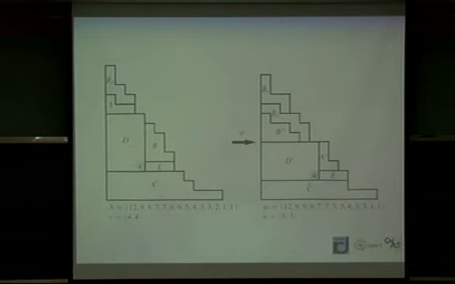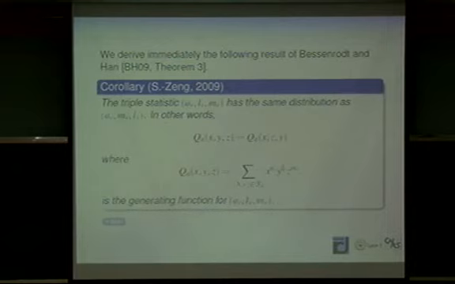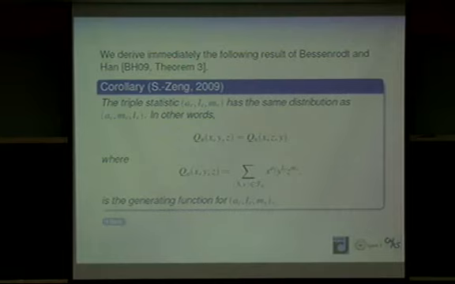And for Fn, F4 is illustrated, this is illustrated for the bias involution, actually involution P on F4 like this. 1, 2 corresponds to 2, 1. 2, 1 corresponds to 1, 2. 3, 1 corresponds to 1, 3, which corresponds to 3, 1. Actually, by this involution, we have this correlated triple statistics: arm length, leg length, quorum length has the same distribution as arm length, quorum length, leg length. In other words, these geometric functions have these equations.